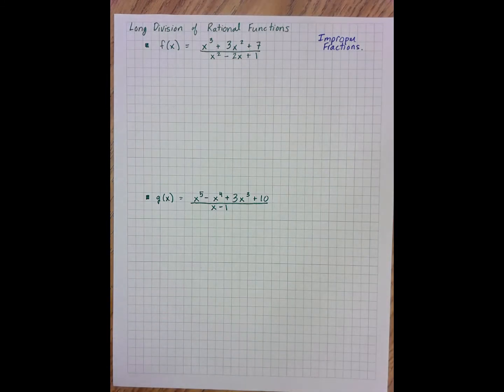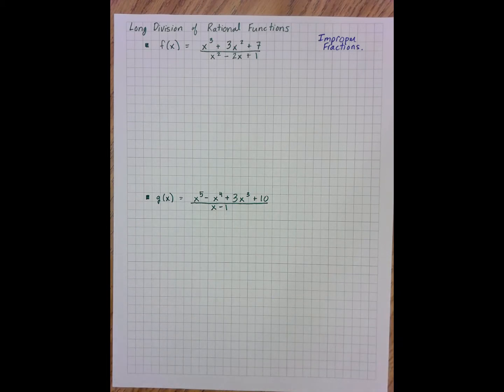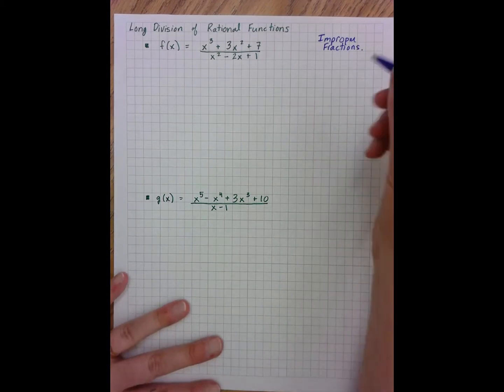Which means they're top-heavy. It means that there's a bigger number on the top than on the bottom of my rational expression. So one, that means I can do long division. Two, it means that I could possibly get a remainder. So let's just remind ourselves.